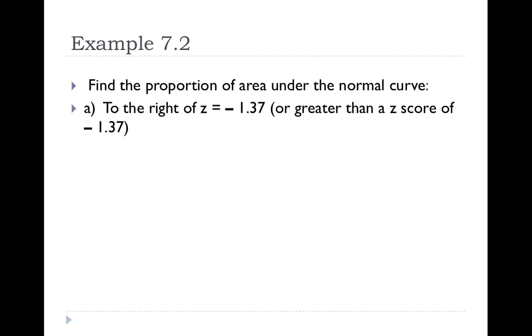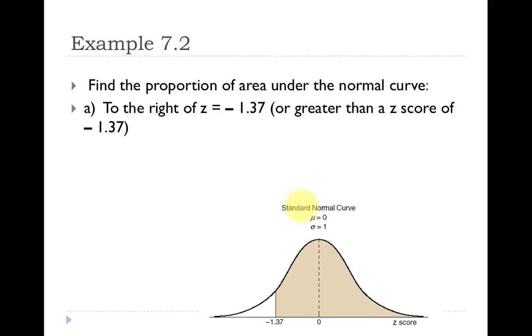Okay, a couple more problems just to get the hang of this. Let's find the proportion of area under the normal curve to the right of z equal negative 1.37. To the right, which means greater than a z-score of negative 1.37. So let's make our bell curve, and let's note where negative 1.37 is. It's to the left of 0. And the area to the right of negative 1.37 is all the shaded area that's going up towards positive infinity.